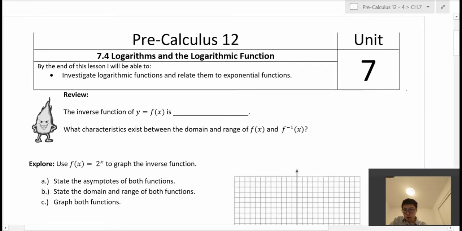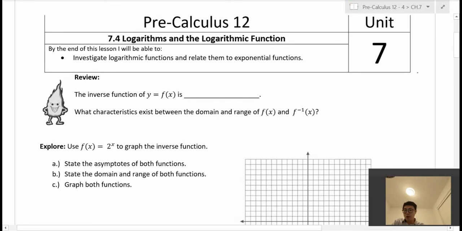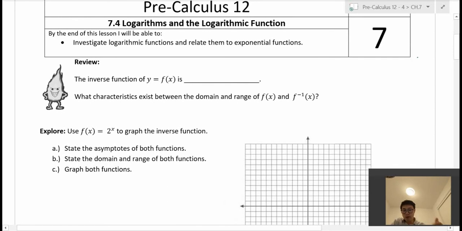Before we start, we are going to do a quick review of the inverse function and what that means. The inverse function of y equals f of x, if you recall, inverse really just means we switch x and y, but we don't write it as x equals f of y. We write it as y equals f inverse of x.